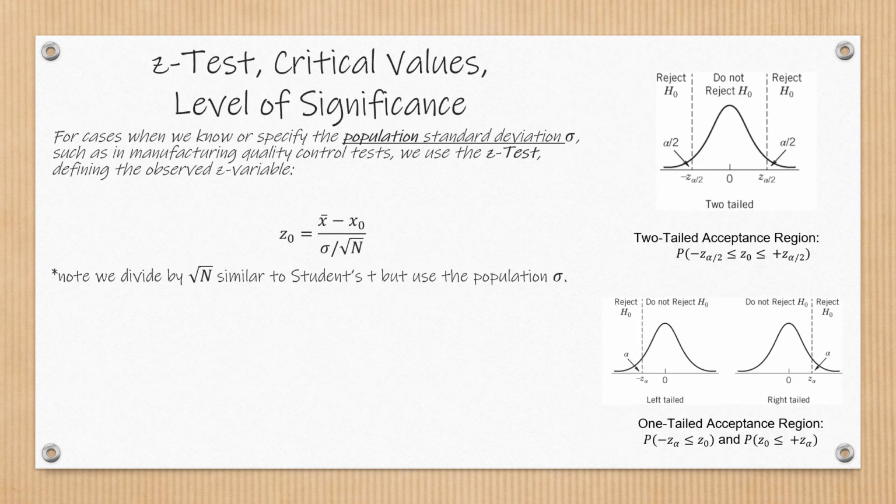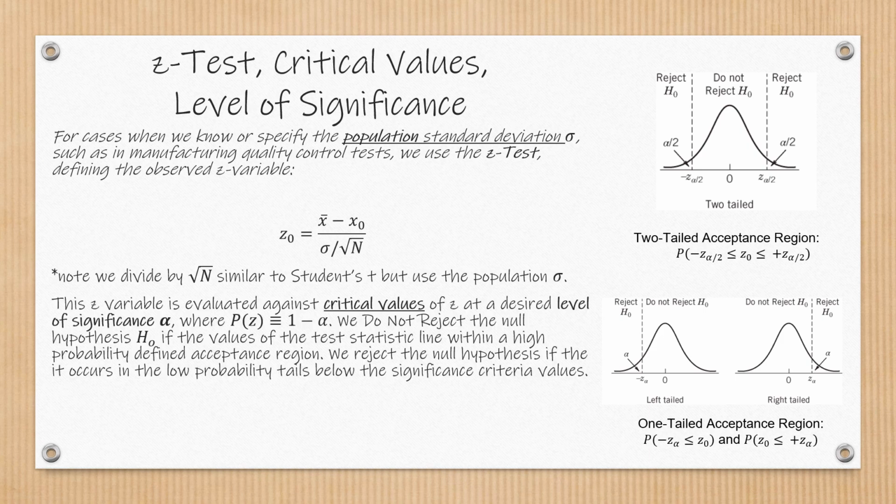For cases when we know or specify the population standard deviation sigma, such as in manufacturing quality control tests, we use the z-test, defining the observed z variable as z equals the mean minus the test value x, divided by the standard deviation sigma divided by square root of n. The z variable is evaluated against critical values of z at a desired level of significance alpha, where the probability of z exactly equals 1 minus alpha.